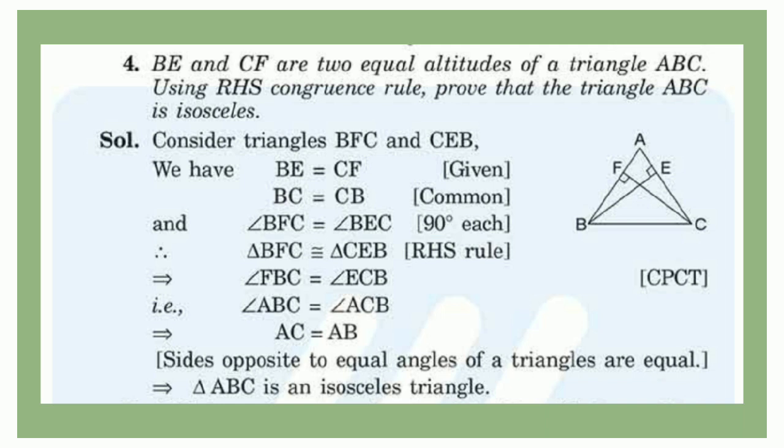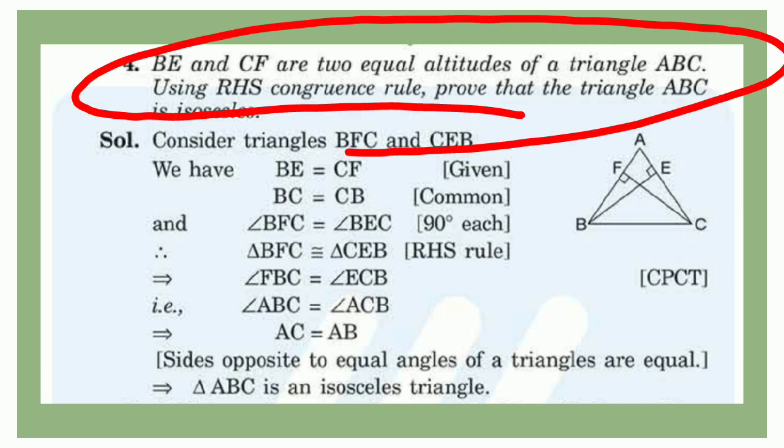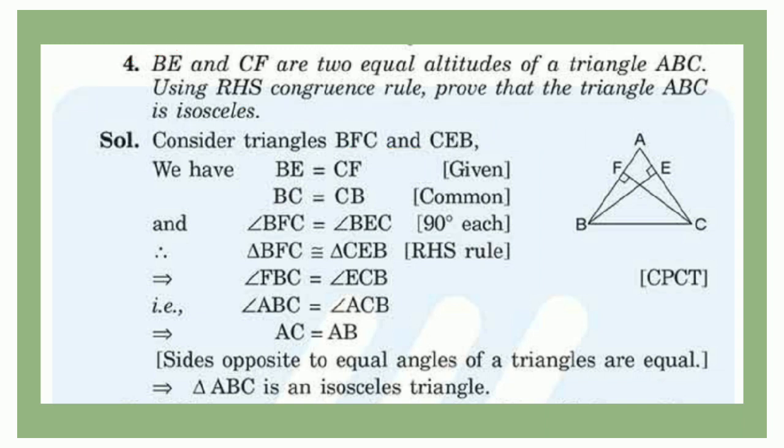The next one: BE and CF are two equal altitudes of a triangle ABC. Using the RHS congruence rule, prove that the triangle ABC is isosceles. We know in an isosceles triangle, two sides are equal, right? And two angles are also equal, that is, base angles are equal, or opposite to equal sides, the angles are equal. That means angles opposite to equal sides are equal and sides opposite to equal angles are also equal in the case of an isosceles triangle. So here we have to take the triangles BFC and CEB.